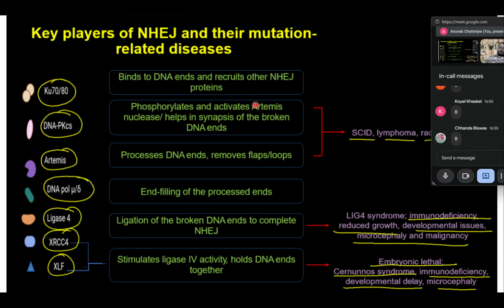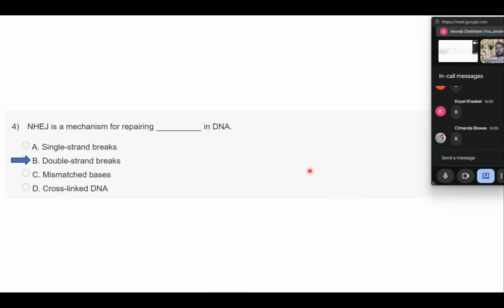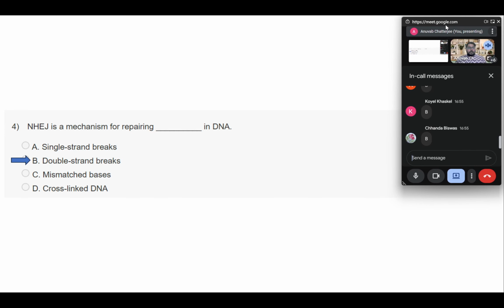So what is the use of the different enzymes? Ku70 and 80 bind to DNA ends and recruit other NHEJ proteins. DNA-PKcs phosphorylates and activates the nuclease Artemis and helps in removing the broken DNA ends. Artemis is the nuclease that processes the DNA ends, removing flaps and loops. DNA polymerases mu and lambda fill in the processed ends. Ligase 4 is the ligase that joins together the two ends, along with other cofactors that help in stimulating the ligase activity. So NHEJ is a mechanism for repairing double-stranded breaks in DNA.